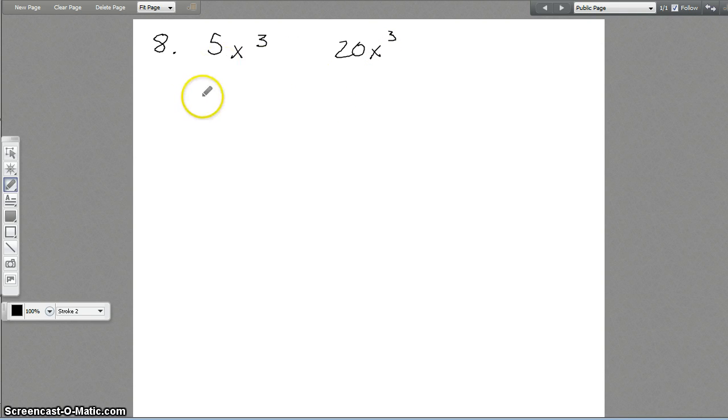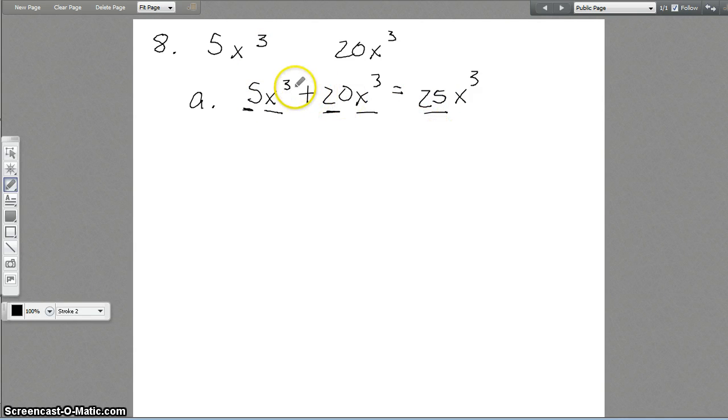So part A says, what is the coefficient of the monomial that results from adding these two? So if we have 5x cubed and we add 20x cubed, what is the result? Well, first we have to see, is the degree of our variable the same in both cases? We have x cubed and we have x cubed. They're both third degree. That means that we can write down our x cubed. Now, what number goes in front of it? What is our coefficient? We need to add our coefficients. 5 plus 20 makes 25. We can only do this because both of our x's were to the same degree. If they're different degrees, we cannot add them.